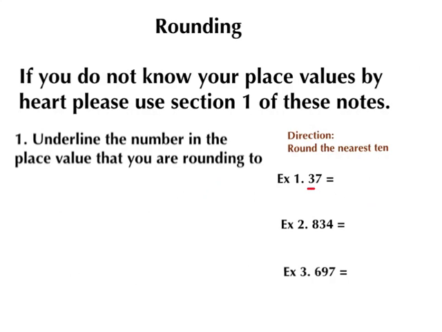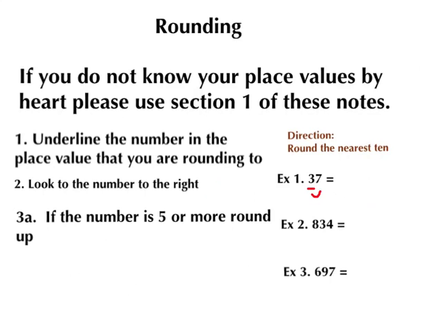Step number 2 of rounding says look to the number to the right. So I look at the 3, I go to the right, the number to the right is the 7. Let's read rule number 3, or 3A. If the number is 5 or more, round up. So the number 7 is 5 or more, so we're going to take the 3 and we're going to round up, and we're going to make that a 4. And then any number that I'm rounding to the right of that number is just going to turn to a 0. So 37, rounded to the nearest 10, rounds up to 40.